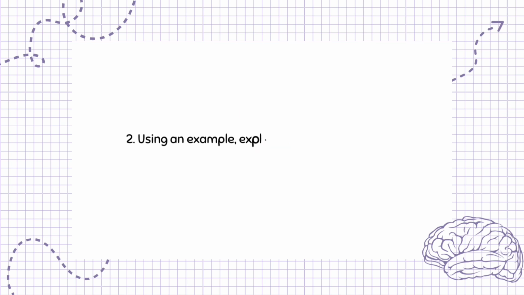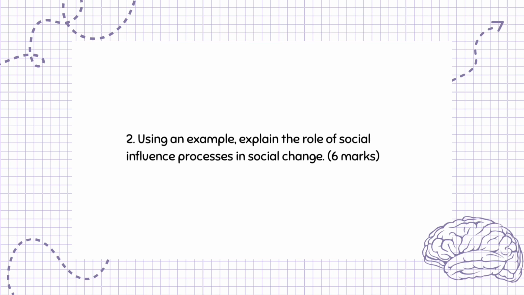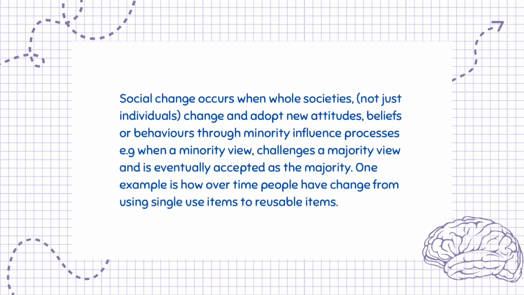Question 2. Using an example, explain the role of social influence processes in social change. 6 marks. Social change occurs when whole societies, not just individuals, change and adopt new attitudes, beliefs, or behaviors through minority influence processes, e.g. when a minority view challenges a majority view and is eventually accepted as the majority. One example is how over time people have changed from using single-use items to reusable items.